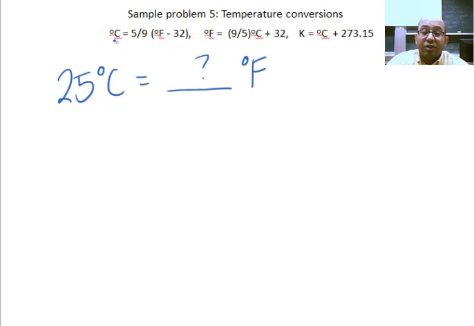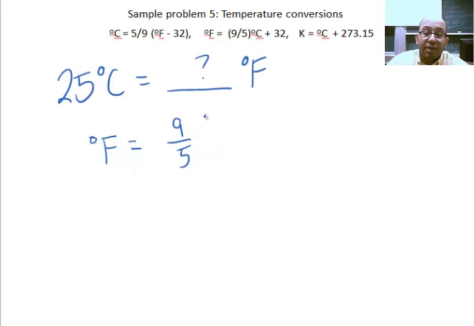The first equation is where you plug in Fahrenheit to get Celsius. The second equation here is to plug in Celsius to get Fahrenheit. And the third equation is used for two purposes. It's to plug in Celsius to get Kelvin, or we can plug in Kelvin and we subtract 273.15 from both sides to get Celsius. So, firstly we have Celsius and we're trying to get Fahrenheit, so we're going to use the second equation. So we plug it in.